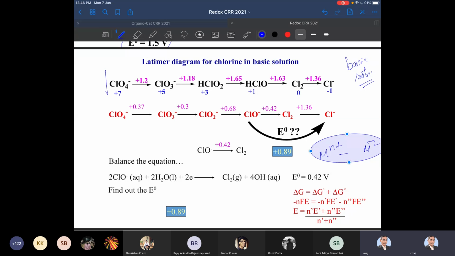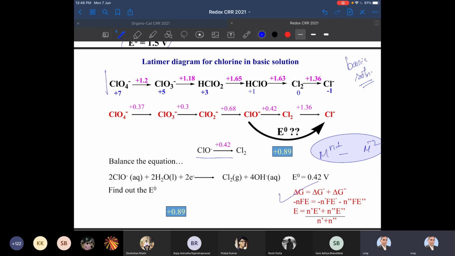How do I find it out? Using the same method. That's another example, basically ClO minus to Cl2. One thing you should note down: in acidic as well as alkaline solutions, the potential is largely different.